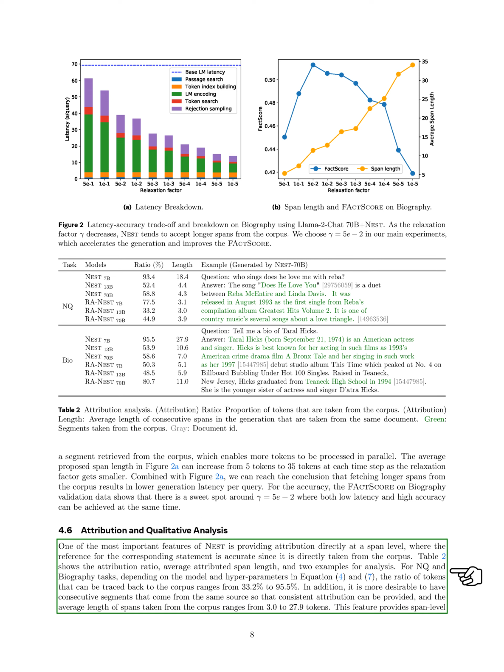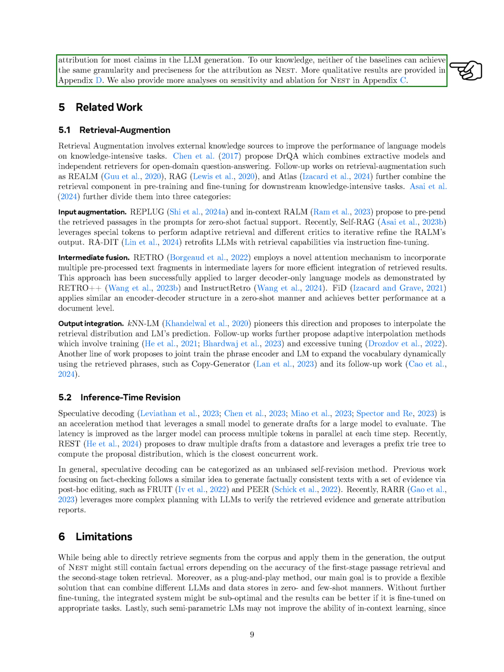An important feature of NEST is providing attribution at a span level, ensuring accurate references directly from the corpus. This span-level attribution is more precise and granular compared to baselines, with the ratio of tokens traceable back to the corpus ranging from 33.2% to 95.5%. Consistent attribution is achieved by having consecutive segments from the same source, with the average length of spans from the corpus varying from 3.0 to 27.9 tokens. This feature enhances attribution accuracy in LLM generation.